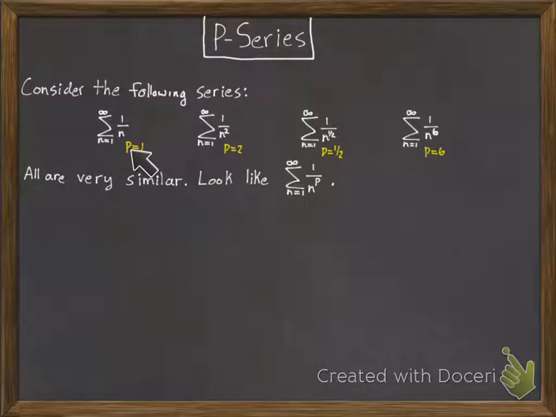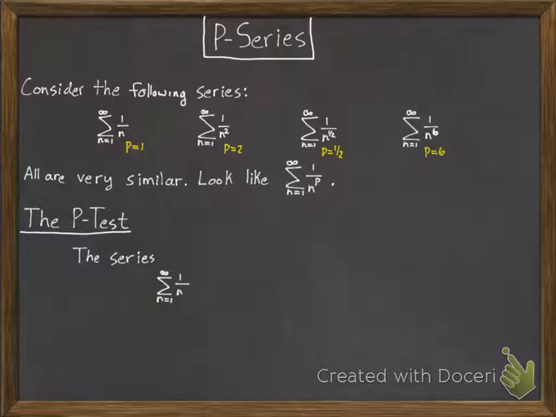In this one I've got p equals 1, p equals 2 in the second, p equals 1/2 in the third, and p equals 6 in the fourth. The p-test is a test for convergence that tells us how to figure out whether or not these series converge.